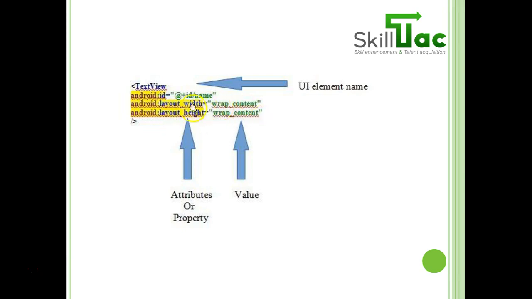So the values that are assigned to these attributes, width and height, are wrap content. So what is wrap content? Why is it used? We'll just see in our live Android Studio video. And we'll also tell you the other values that can be used for these attributes.